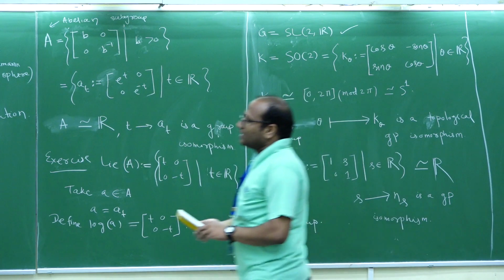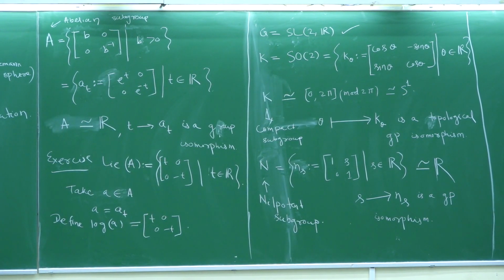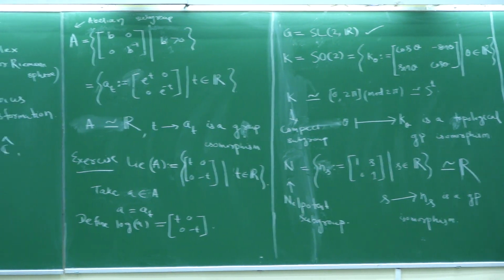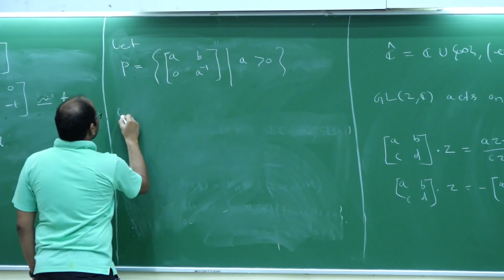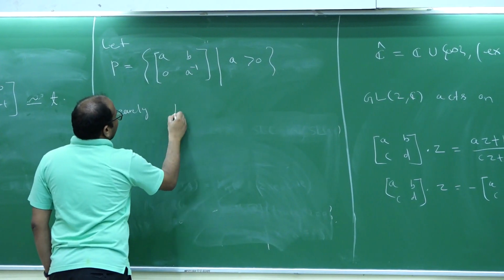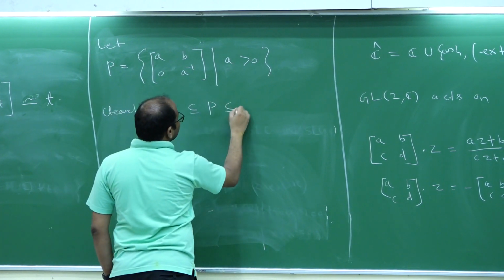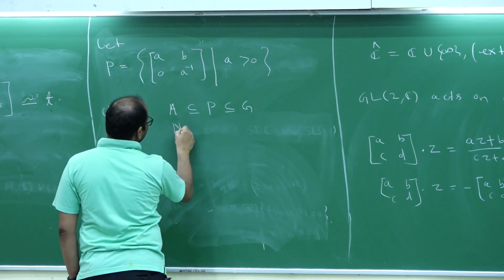Now there is also another subgroup, P, the collection of matrices of the form a, b, 0, a inverse, with a positive. So clearly N is a subset of P, and A is also a subset of P.